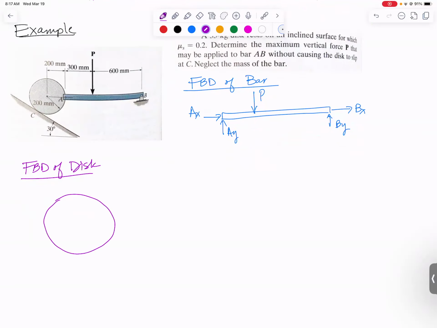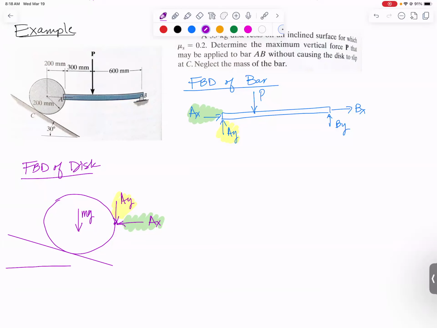It's a circle and acting at the middle is the weight, mg. And at A, we're going to have a leftward Ax and a downward Ay because they have to be equal and opposite to the Ax and Ay that we drew before. And now we have that incline. What I find helpful with the incline is to actually draw it on here. And I like to make it a fairly exaggerated angle.